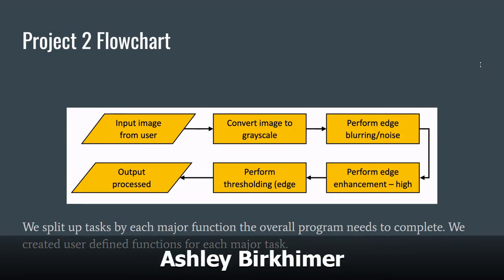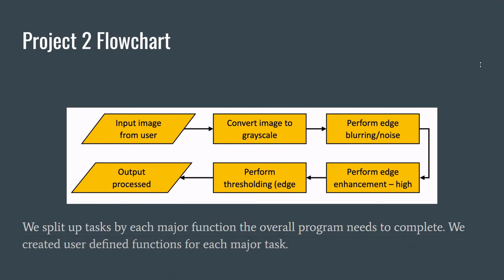We determined that we needed 4 functions in order to complete the overall program for our project. We first used a function to convert the image to grayscale. From there, we performed edge blurring and noise with a new function. And from there, another function performed edge enhancement. And from there, another function performed thresholding on the edges.